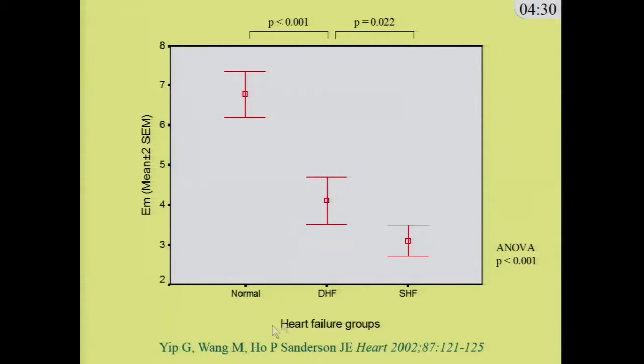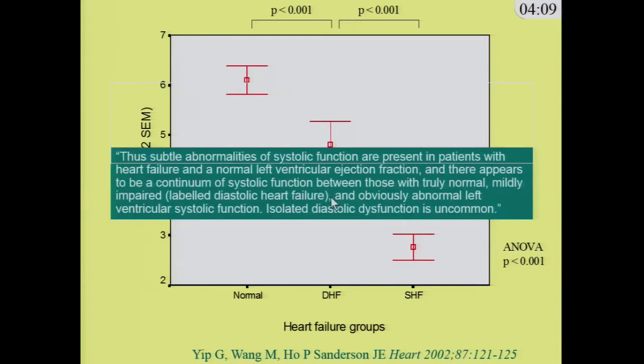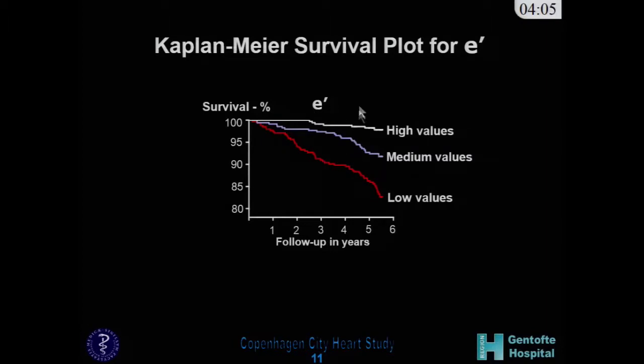We also showed that if you use this technique, the E prime, the early diastolic velocity, is very low, as you expected in patients with HFnEF or HFpEF, diastolic heart failure, but so is the systolic function reduced as well. Okay? So it's not just diastolic failure. Its systolic function is not good as well. And there are abnormalities of systolic function. And this technique actually is very predictive of mortality in a big community heart study, the Copenhagen City Heart Study.